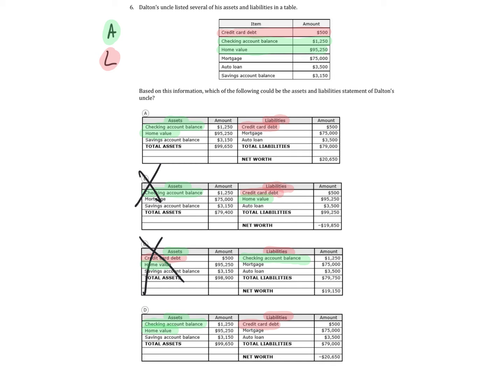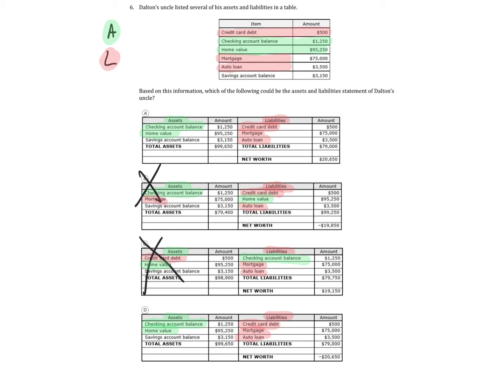Next one is our mortgage. A mortgage means you owe money back on your house. So that, since you owe it, is a liability. So anywhere there's mortgage, we're going to put red. So far, so good. Our 2 good answer choices are still there. Now our next one, an auto loan. If it is a loan, that means you owe it back to someone else. So it is a liability. So anywhere there's auto loan is going to be red. So far, 2 answer choices are still good.